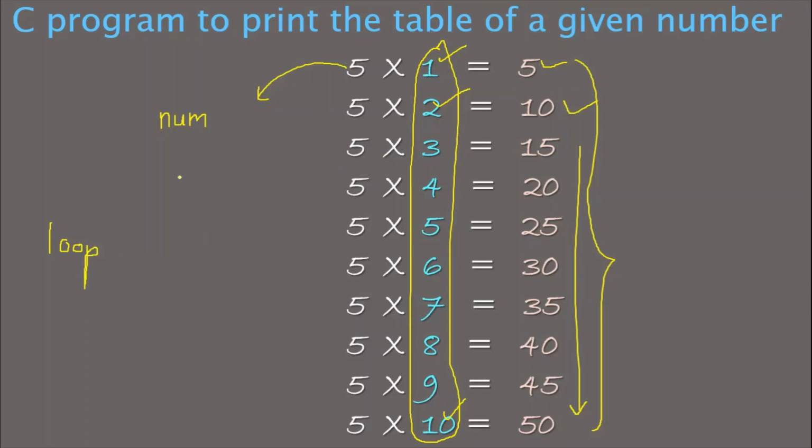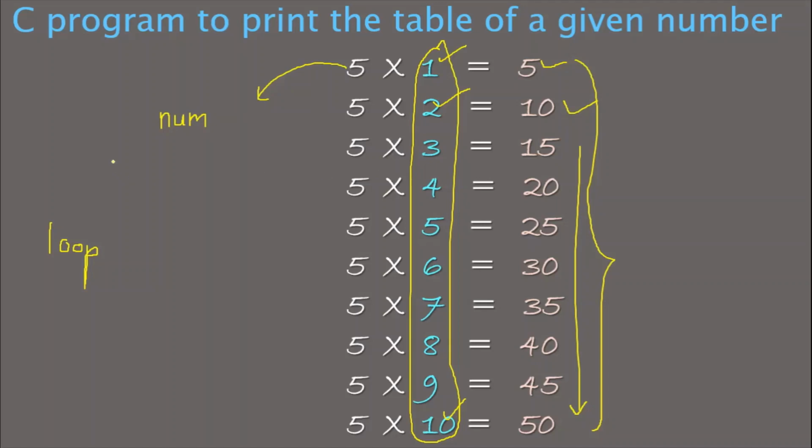So what is the starting value? Starting value is 1. What is the ending value? Ending value is 10. And what is the difference between two steps? 1. Because when we multiply by 1, in the next step we multiply by 2. In the next step we multiply the number by 3.